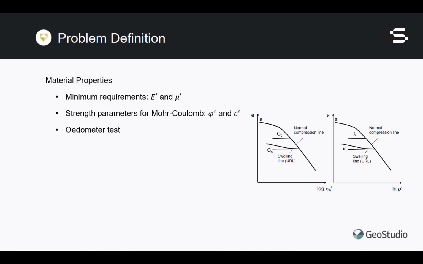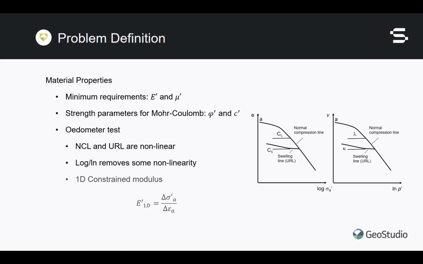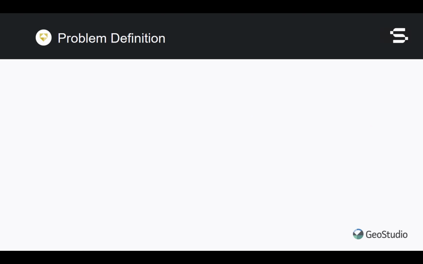The 1D constrained modulus can be calculated as a secant or tangent derivative of the curve in arithmetic space. This is usually done within the working stress range. For example, we would use the unload-reload line to determine the modulus if the maximum expected stress is less than the pre-consolidation pressure. Moreover, we would choose a point on the curve that represents average stress conditions in the field. Next, we need to go from the 1D modulus to the general elastic modulus for the soil.